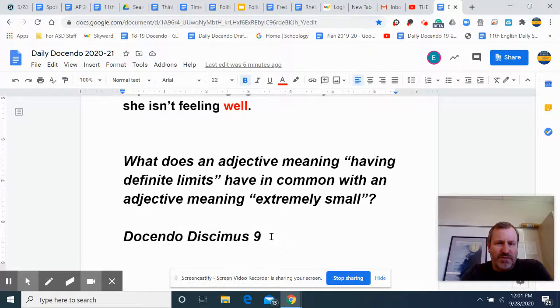All right, for next time, for Docendo 9, what does an adjective meaning having definite limits have in common with an adjective meaning extremely small?